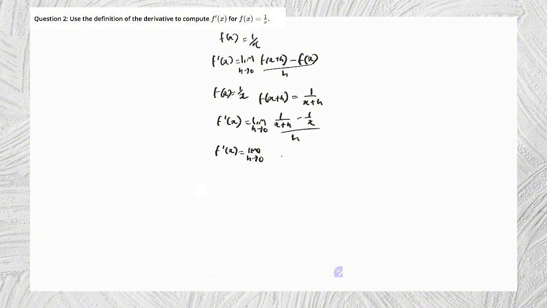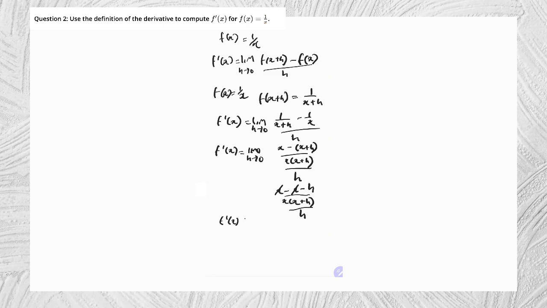Now, if we find the LCM, we will arrive at x times x plus h. x plus h in x times x plus h will give you x, and x in x times x plus h will give you x plus h, and x plus h times minus 1 will give you minus x plus h. So you are left with x minus x plus h divided by x times x plus h, divided by h. So when you open the bracket of the numerator, you have minus times x as minus x and minus times plus h as minus h, and that will be x minus x minus h divided by x times x plus h divided by h.